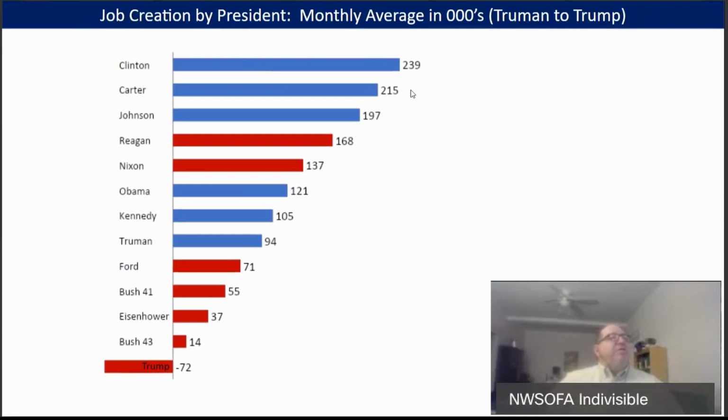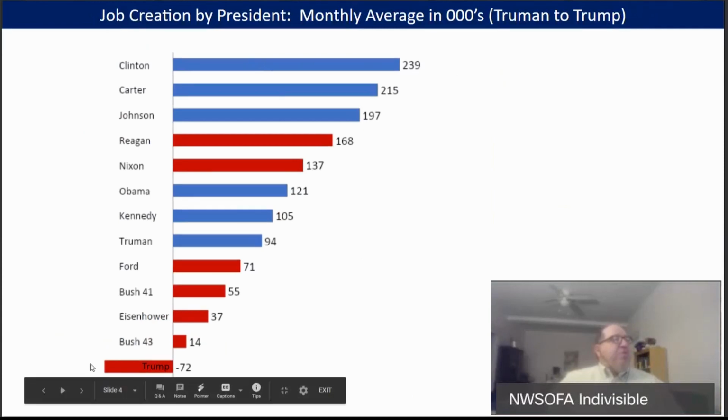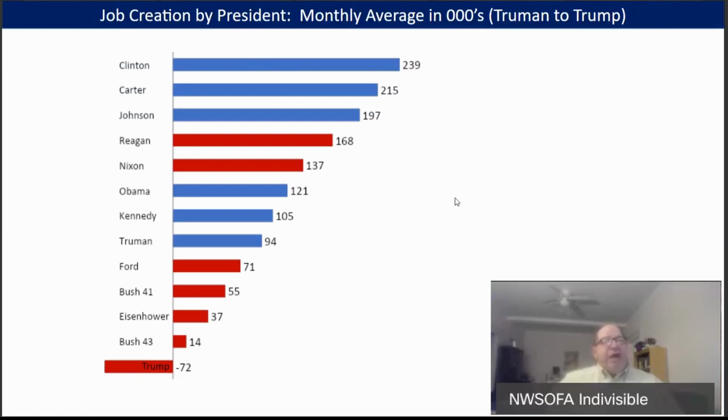And if we look at it by president, we can see that job growth by month was highest under Clinton, and then Carter, and then Johnson, and Reagan, Nixon, Obama. And the negative job growth down there at the bottom of this chart is President Trump, because we're down about 3 million jobs since he took office.